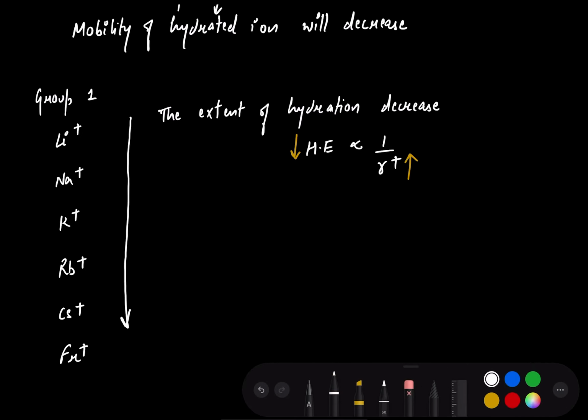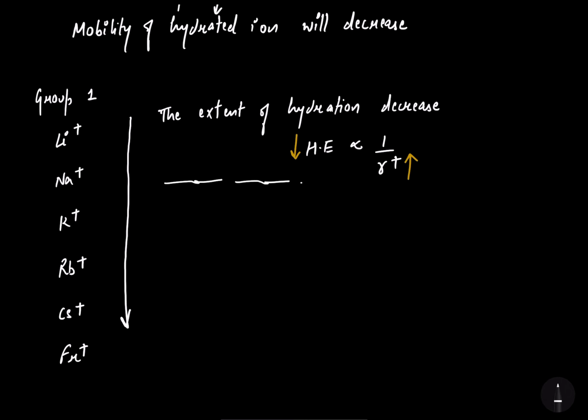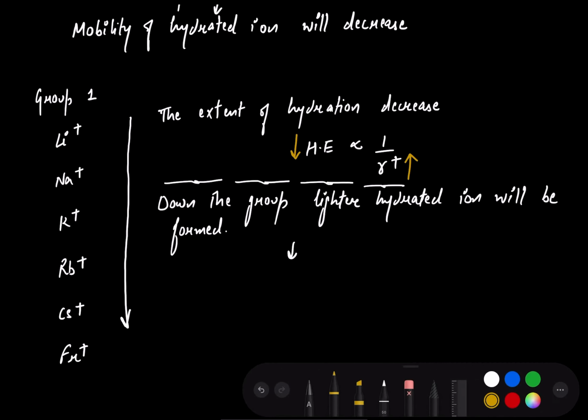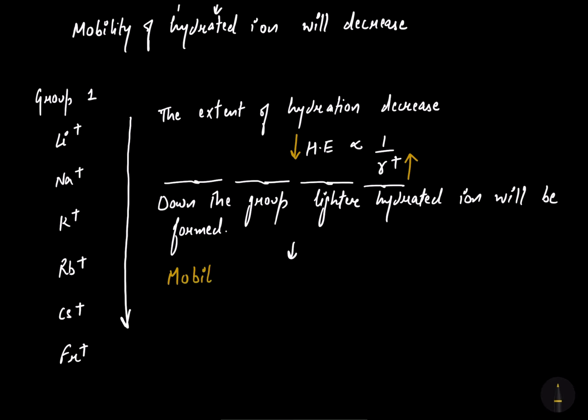Now, down the group, extent of hydration is decreasing, hydration energy is decreasing, which means that down the group, a lighter hydrated ion will be formed. A lighter hydrated ion will be formed because down the group the extent of hydration is decreasing, due to which fewer water molecules will surround the cation, and hence the hydrated ion will be formed with a lesser radius and a lighter hydrated ion will be formed, which further signifies that mobility of hydrated ion increases down the group.